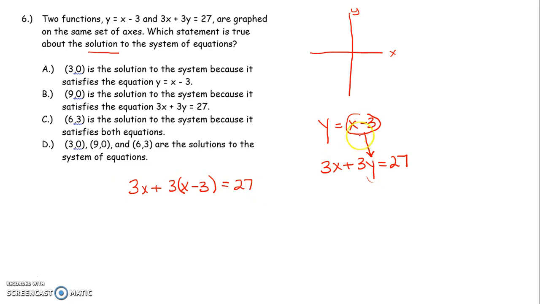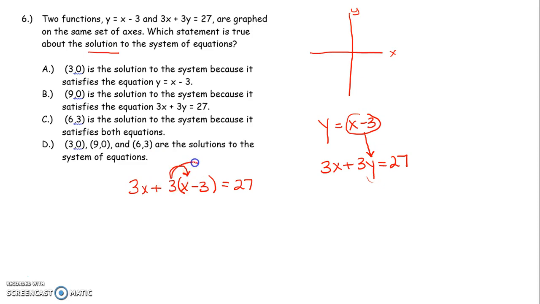So I took my second equation and in place of the y, I just put in x minus 3. I kept everything else the same. I kept the 3x the same. I kept my plus sign the same. I kept my 3 the same. I substituted in place of y my x minus 3. I kept my equal sign the same. I kept my 27 the same. So now I just have an equation involving only x, and I'm going to be able to solve for x. So let's go ahead and handle this.